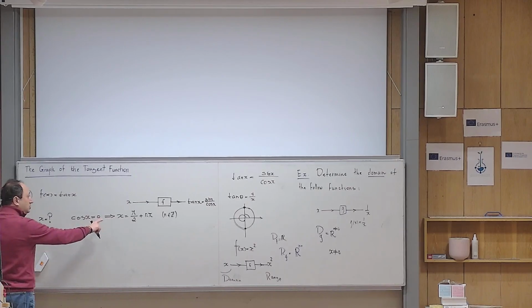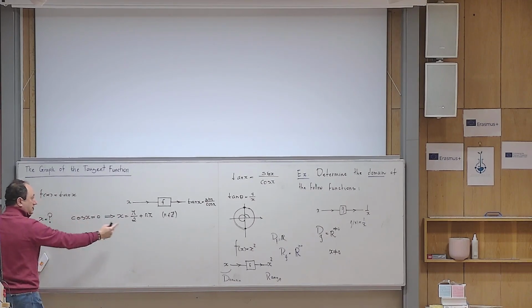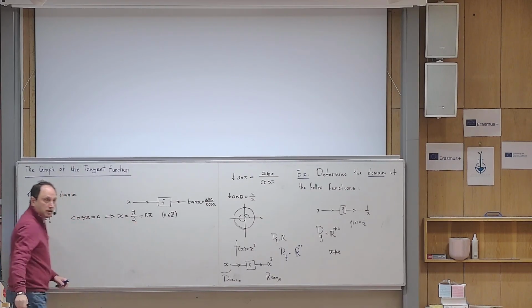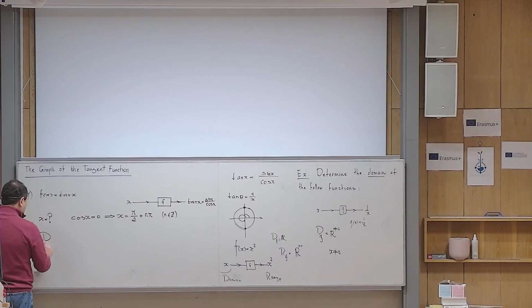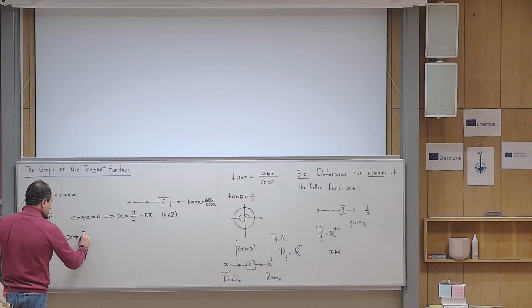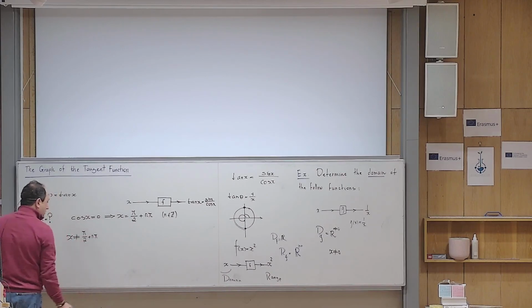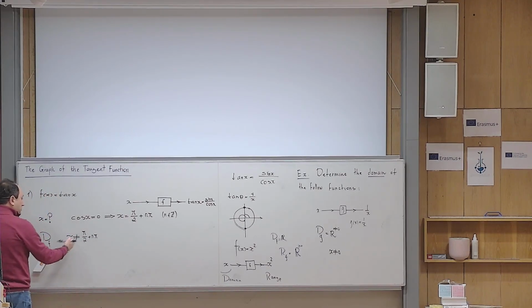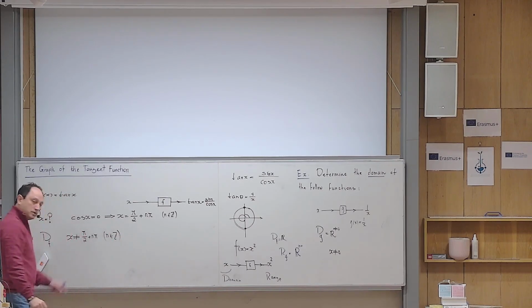So this is not the domain. The question is asking you for the domain. Sometimes they ask you for which values the function is not defined. That is the solution. But if they ask you about the domain, the domain of the function is x not equal to this. Yes, because if x is equal to this, I am in trouble. I don't want to be in trouble, so I have to avoid this. So this is the domain of the function.